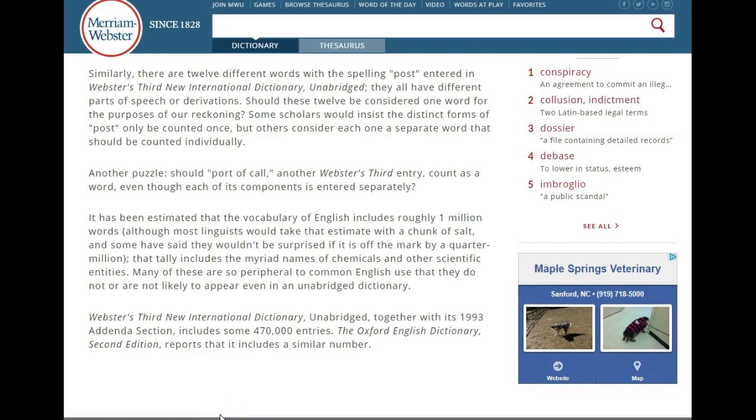Do you know how many words there are in the English language? I didn't. And so I Googled it and found this article on the Merriam-Webster website. They're the dictionary people, so I figured they should know.